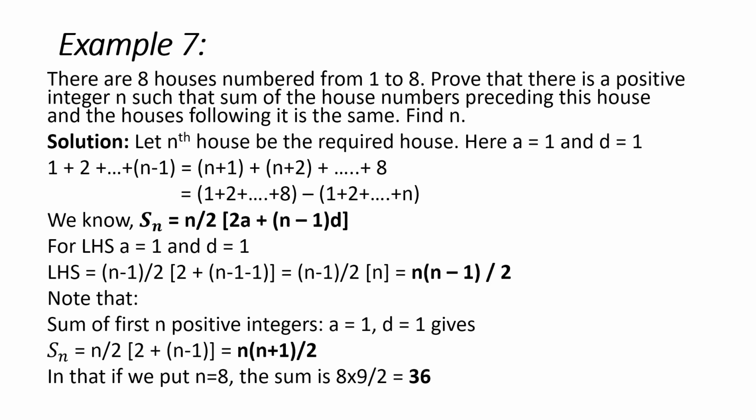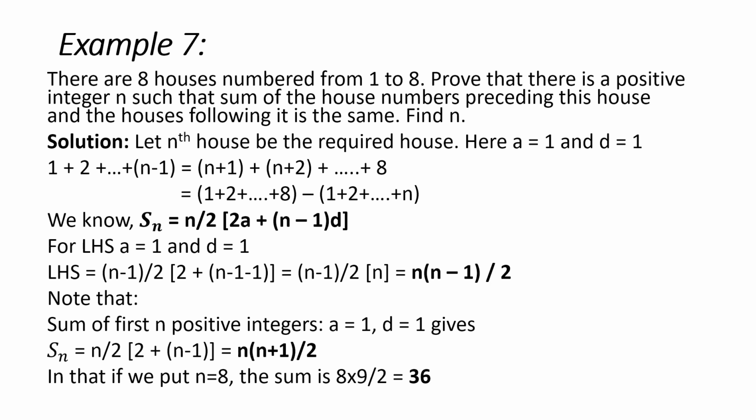Now one more thing, this you have to remember. You know that the sum of the first n positive integers is n into n plus 1 by 2. But actually that is also based on arithmetic progression. For the sum of first n positive integers, a is equal to 1, common difference d is 1.